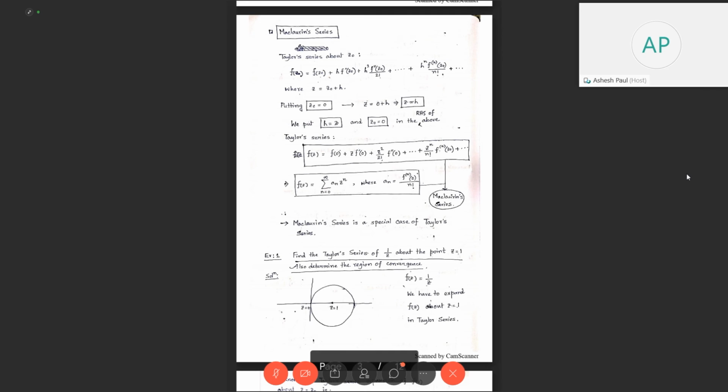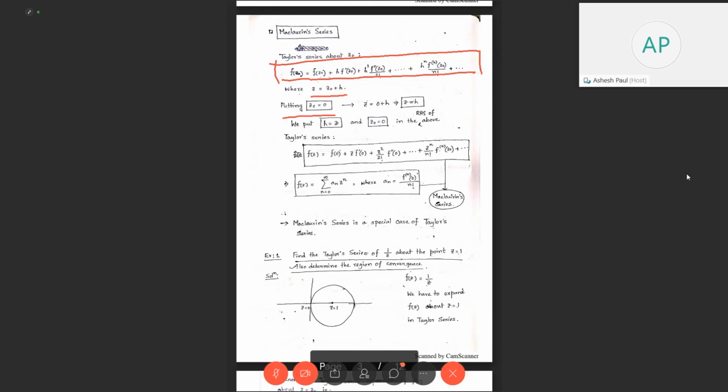Suppose the Taylor series about the point Z0 is given by this equation. This infinite series is the Taylor series about the point Z0. That is, f(z) equals f(z0) plus h f'(z0) plus h squared f''(z0) by factorial 2, and so on. That we have learnt earlier. This is another form of Taylor series about the point Z0, where z equals z0 plus h, that is, h equals z minus z0.